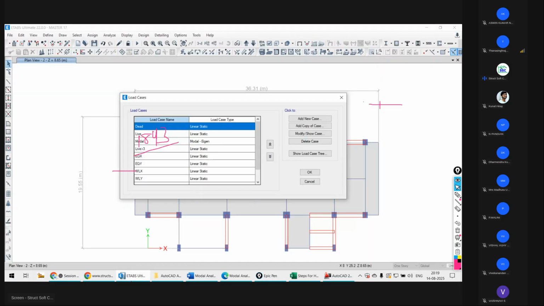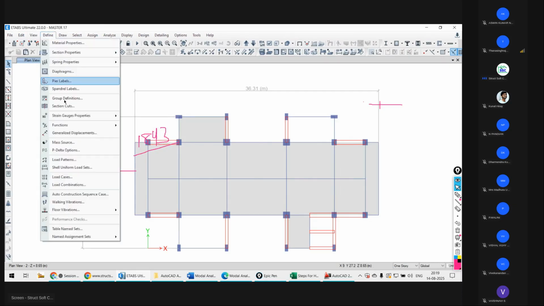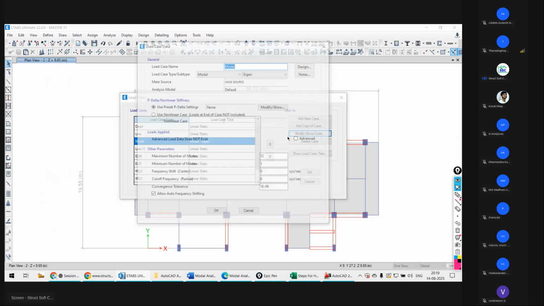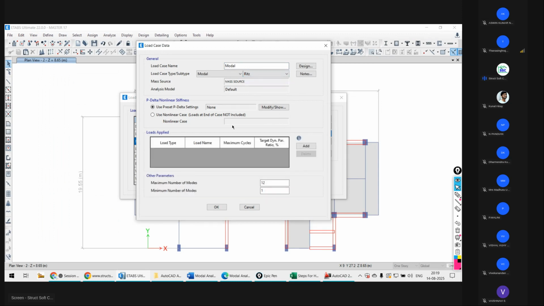In ETABS, it is a few-second task to define the modal analysis. Go to Define, go to Load Cases. It is actually present here by default, not even needed to define. आपको define करने की भी जरूरत नहीं है. It is already present here. Go to modify this, but one change we need to do, that is what? Instead of Eigen we should use the Ritz, because it gives a more accurate result in comparison to the Eigen one. So I would like to choose that Ritz method.